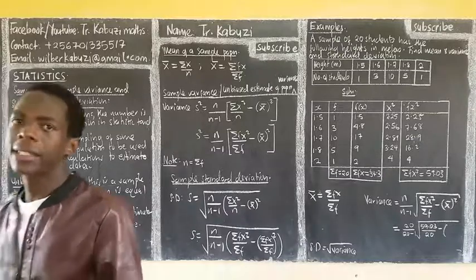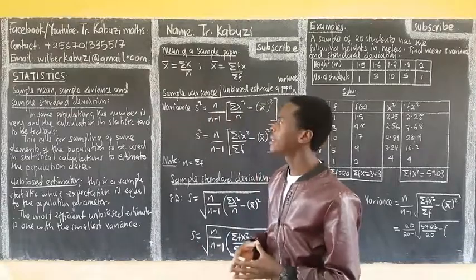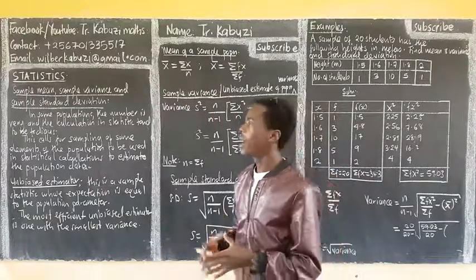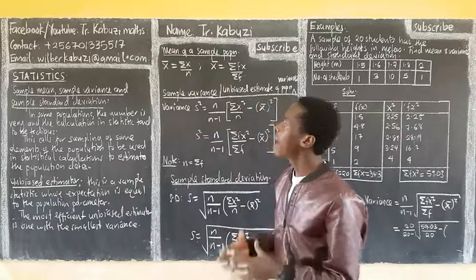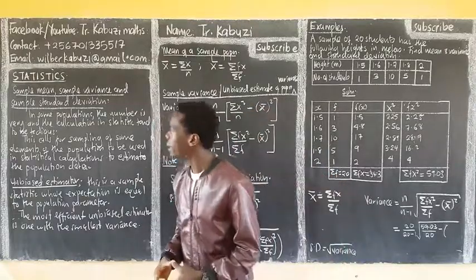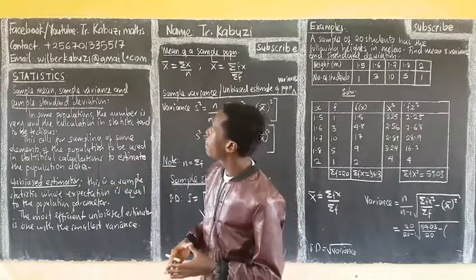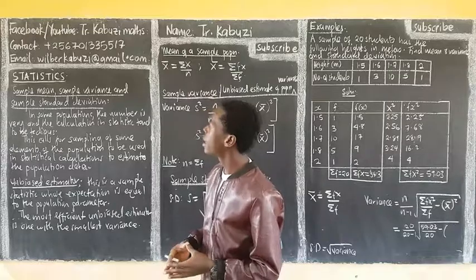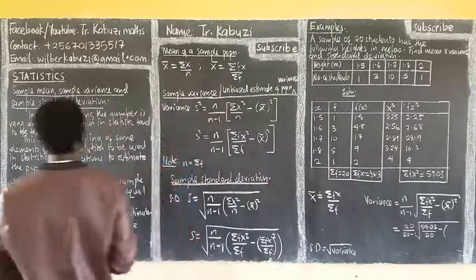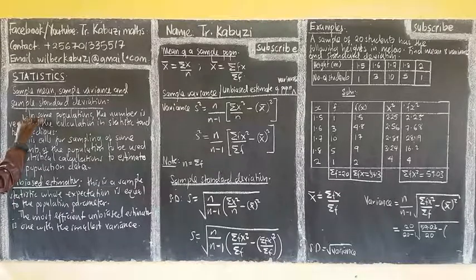So now members, let us see what happens when we are given a sample population. How do you get the sample mean and then the sample variance? Let us get a quick go through here. In some populations the number is very high, very big.